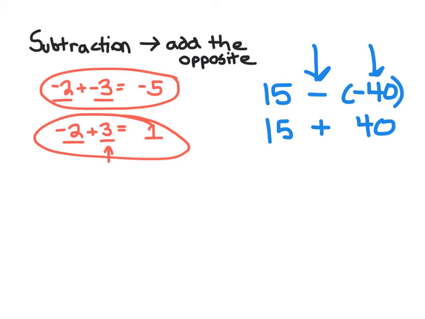So just to make sure we're understanding, subtraction, again, is the same as adding the opposite. We're going to just drill that in. It's really important we understand that. Keep my 15. My subtraction is the same as adding the opposite of negative 40, which is positive 40. And 40 plus 15 is a positive 55.